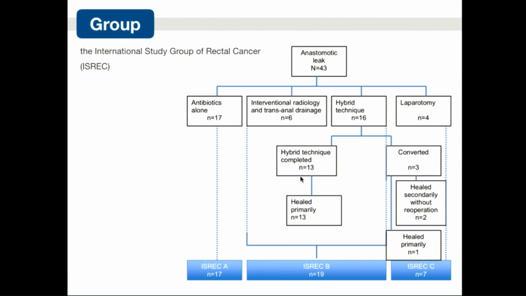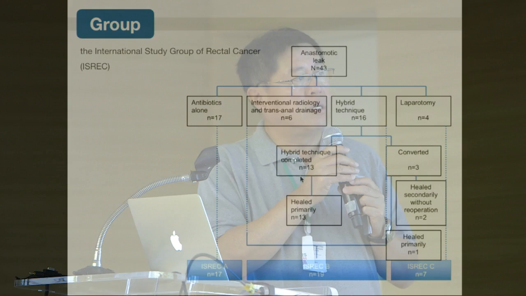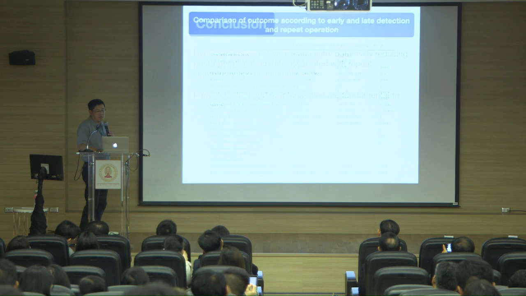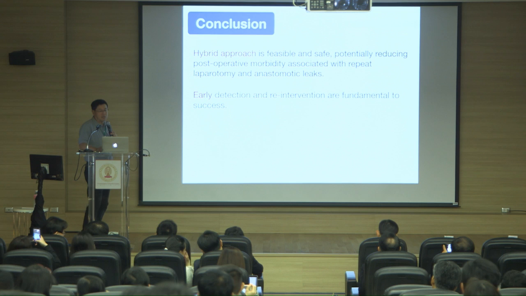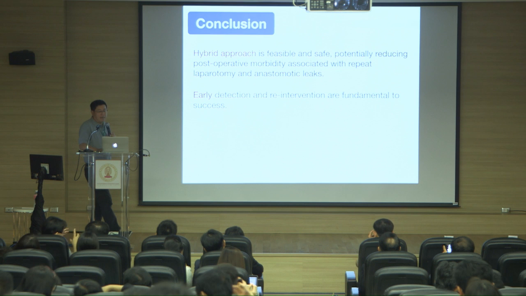You can go in with the hybrid technique and then repair the anastomosis. But I don't recommend it for C patients, who are sicker, and you probably have to go in with laparoscopy or laparotomy. So this is our publication. We feel that the hybrid technique is feasible and safe and potentially reduces the postoperative morbidity associated with repeat laparotomy and anastomotic leakage. I think transanal repair is a good option.